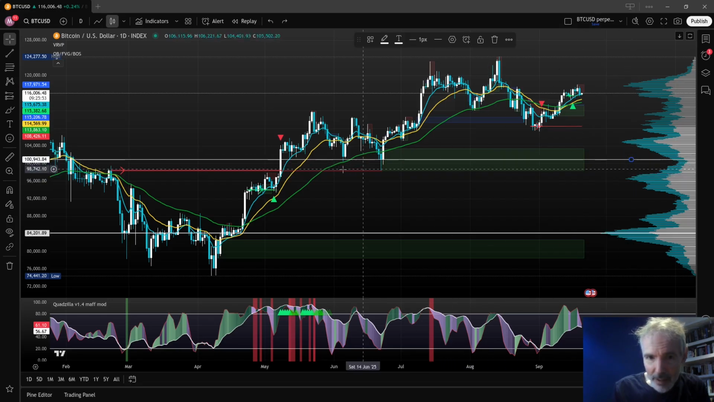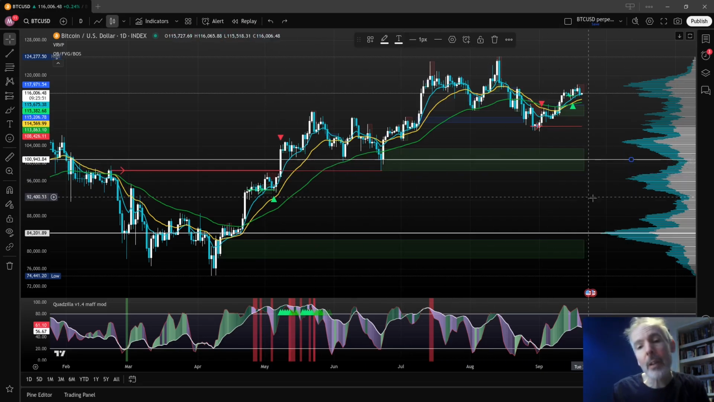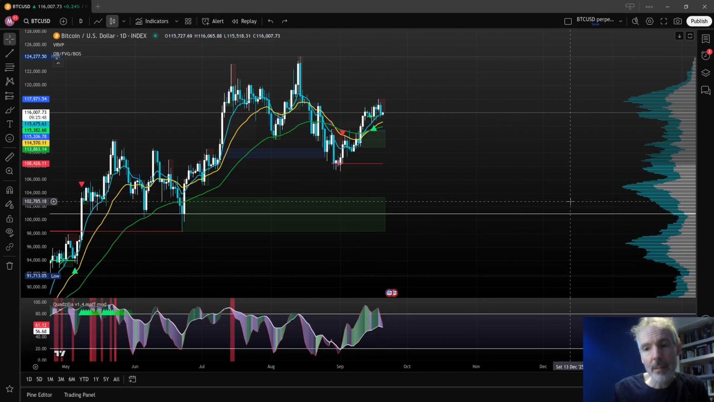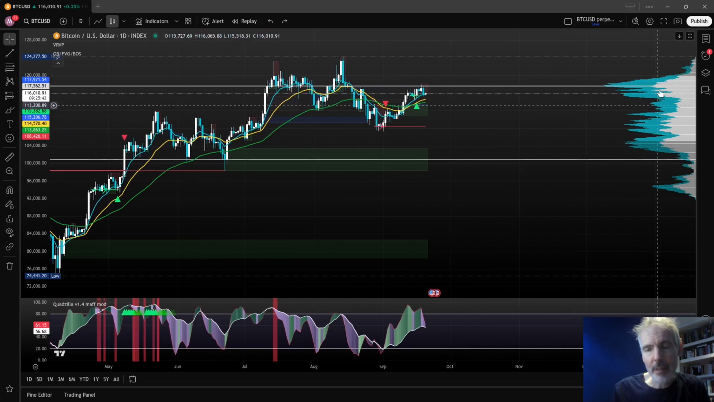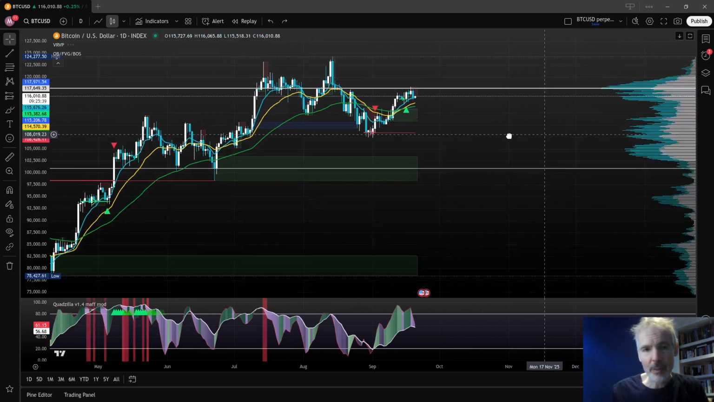Because I think I was looking at that earlier as a point of control. Oh no, I moved it, didn't I? Funny thing with this, you can just move that around, and the VRVP changes, tells you a different story.